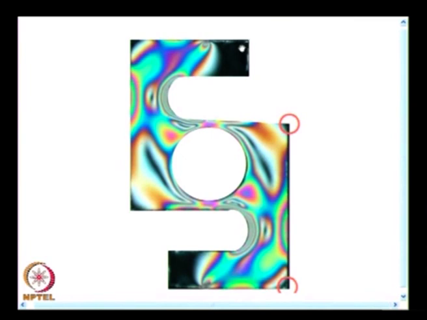So, I have a free external corner, I have a free external corner, I have a free external corner, and look carefully, in all these free external corners, I have the fringe as black, and you see a black line here. So, this is again a 0th fringe order, this is again a 0th fringe order here, and in between you see a point where there is 0th fringe order. So, this gives you an indication.